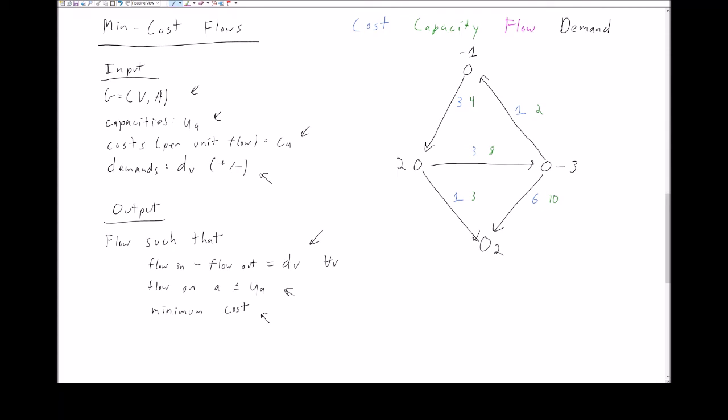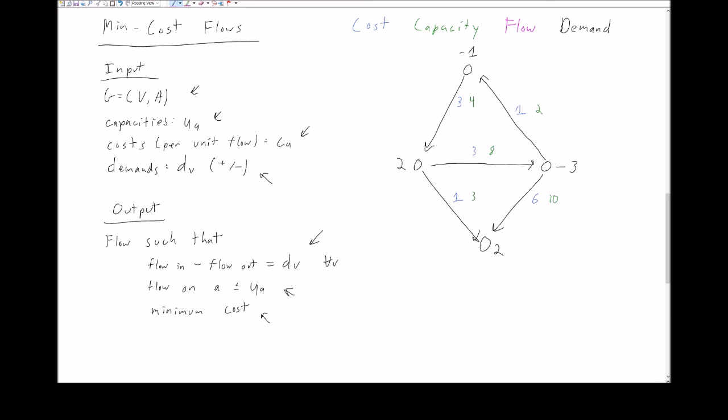Here we have a particular instance of the MinCost flow problem. The graph is in black. Adjacent to every vertex is the demand on that vertex, and we note that the demands are both positive and negative. The cost of an arc is written in blue, and the capacity of an arc is written in green.